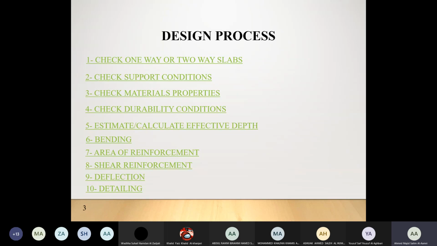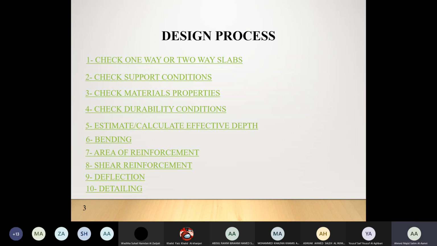If the overall depth is not given, then I need to estimate. I'll be doing an estimation when there is nothing clear. So if there is a value of overall depth, then effective depth is to be calculated from the overall depth. If the effective depth has not been given, then I need to go and estimate. That's why we have written both estimate and calculate. And then we need to go for bending, area of reinforcement. If you remember the failures: bending, area of reinforcement, shear reinforcement, deflection, and then finally the detail. We'll go step by step and see what things are involved.